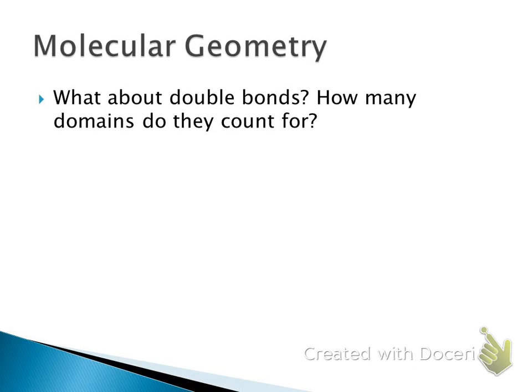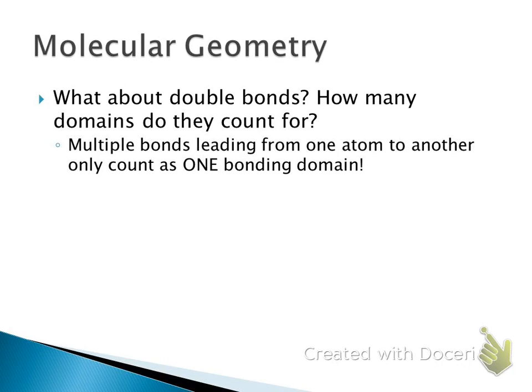Okay, so now we're going to look at what it means when we have a double bond. I mentioned this just briefly, but what happens if we've got a double bond or a triple bond? How many domains does that count as? Okay, and the answer is that when you have multiple bonds leading from one atom to another, it only counts as a single bonding domain. It counts as 1 bonding domain. So even if we've got a double bond or a triple bond, it's still only leading to one other atom, which means it's 1 type of domain.